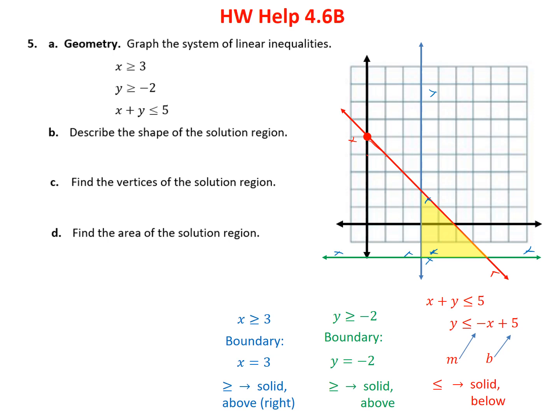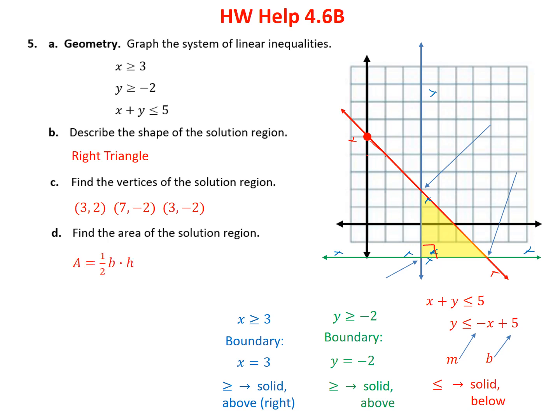So here's the questions. First, describe the shape. First of all, I notice it's a triangle, but it is a special triangle because actually here it is a right triangle. What are the vertices? Those are the points of the triangle. First of all, there's (3, 2). Then there's (7, -2). And then there's the point (3, -2).